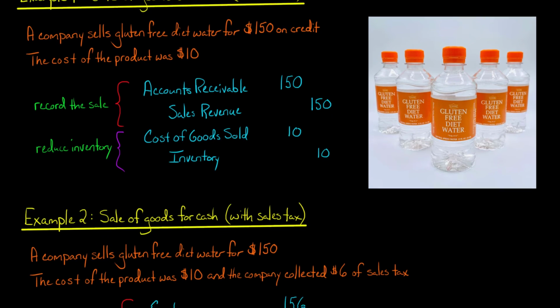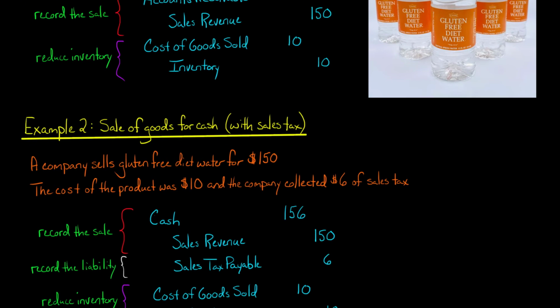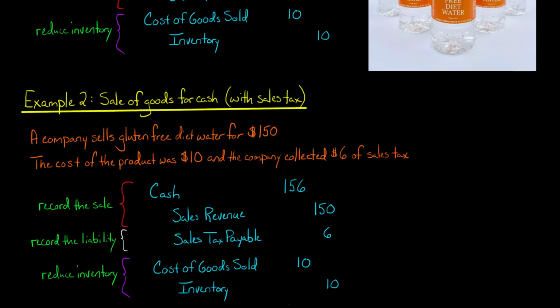Now, in the second example, I'm just going to make a change where now we're going to be selling the goods for cash, so we're not going to have accounts receivable involved, and then we're also going to have a sales tax. So let's say a company sells gluten-free diet water, and again, we'll assume the price is $150 and the cost of the product was $10, similar to example 1. Okay, but this time they're also going to collect $6 of sales tax.